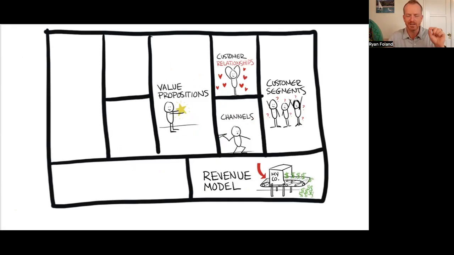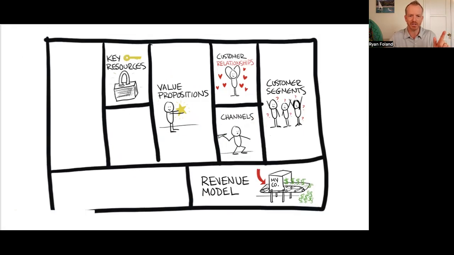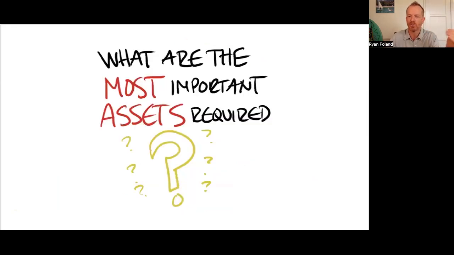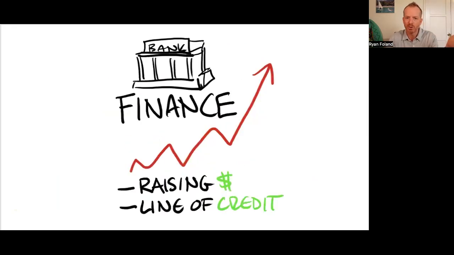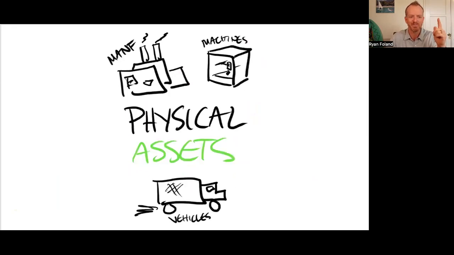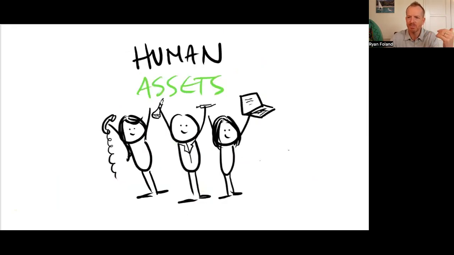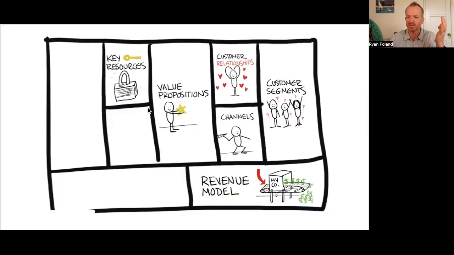So now we're going behind the stage. We're going back to the backstage. And key resources is something you need to think about, part of every business model. So what are the most important assets that you are requiring? Do you need money? Remember, you don't always need money all the time up front. What about physical assets? Do you need 3D printers? Do you need manufacturing? What about intellectual assets? Are you able to patent this project that you're working on? Are there human assets? What does your team look like? This all fits under the key resources.